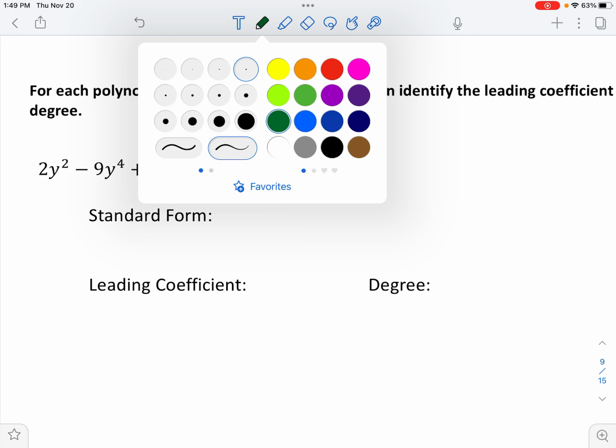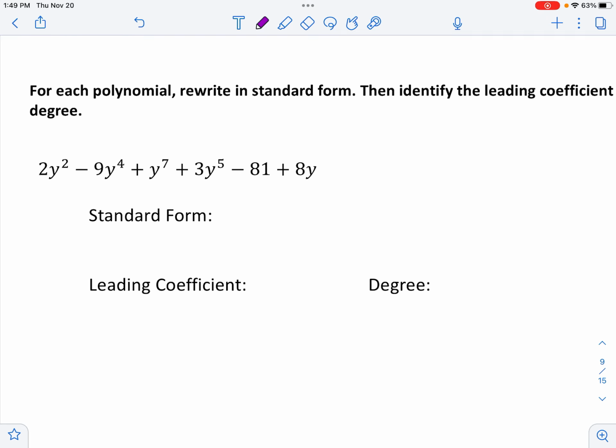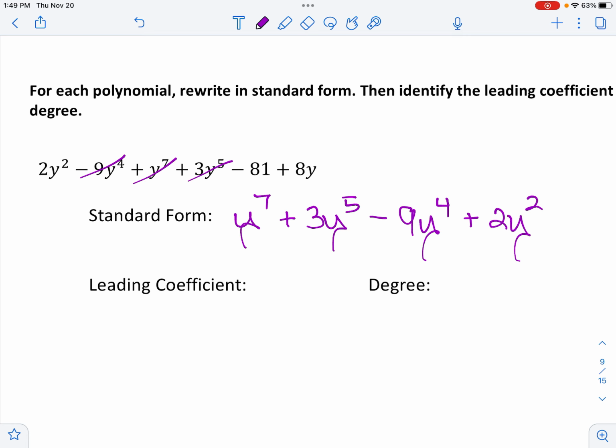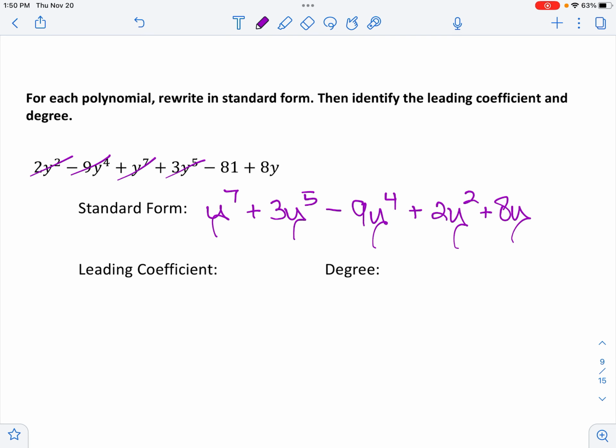Okay. All right, so y to the 7th is the biggest one. Then 3y to the 5th. Then minus 9y to the 4th. So I've done these 3. Now I've got 2y squared, so plus 2y squared. And then plus 8y. And then minus 81.